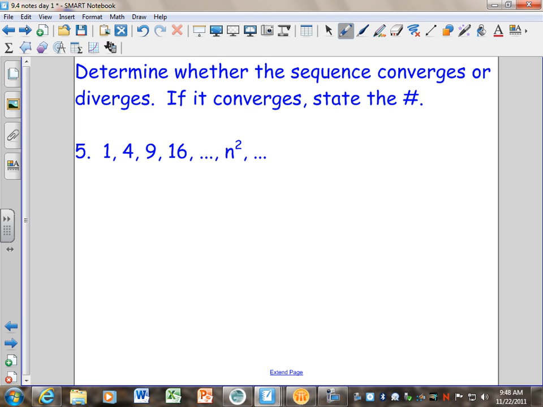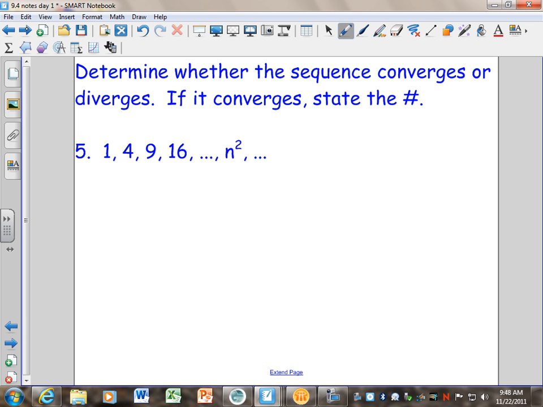So it says determine whether the sequence converges or diverges. If it converges, state the number. If it diverges, you just say that it diverges because it's going to go to infinity or negative infinity. Infinity is not a number, so you don't have to state it. I hope that after we do a few of these and then you do your homework, you're going to be able to pick out how you're going to know if it's going to get closer and closer to a number, or how we're going to know that it just keeps going forever.